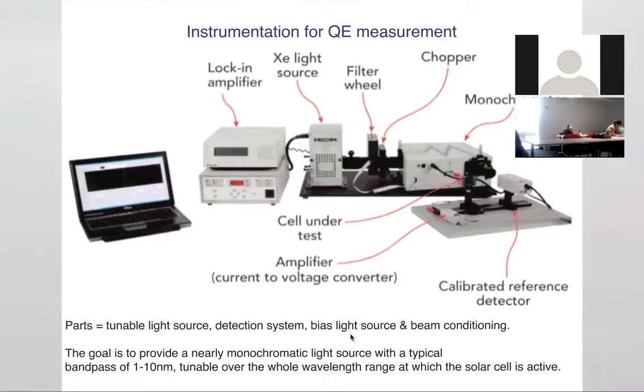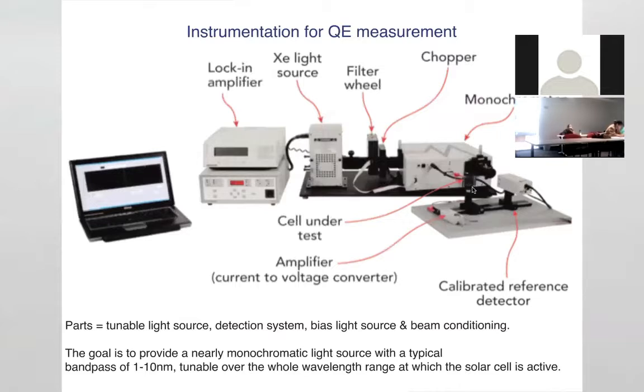The actual instrument used for quantum efficiency measurement looks something like this. There's the source, so you typically have a xenon light source. You have a filter wheel where you can select the wavelength. You have a chopper. This is for phase-locked loop measurement because you're talking about measuring very small currents. You have a monochromator, which picks out the wavelengths, so it makes sure that the wavelength is just a single wavelength. Then you have a calibrated reference detector or a solar cell. The cell under test is here.